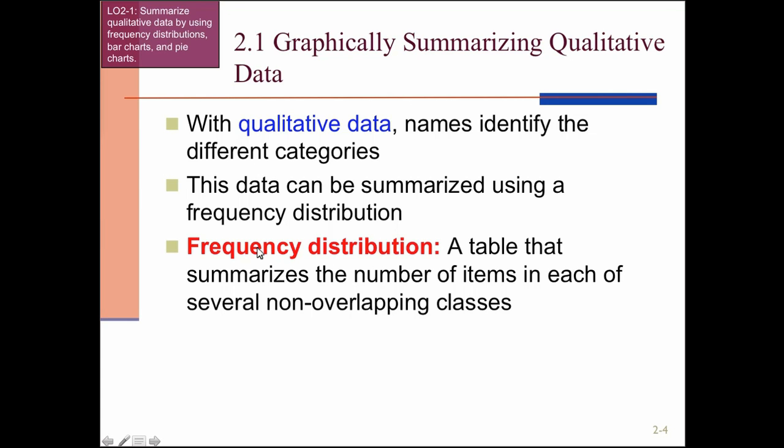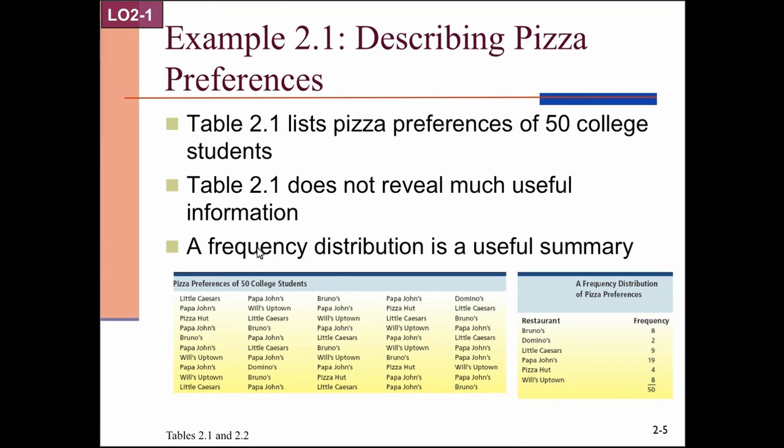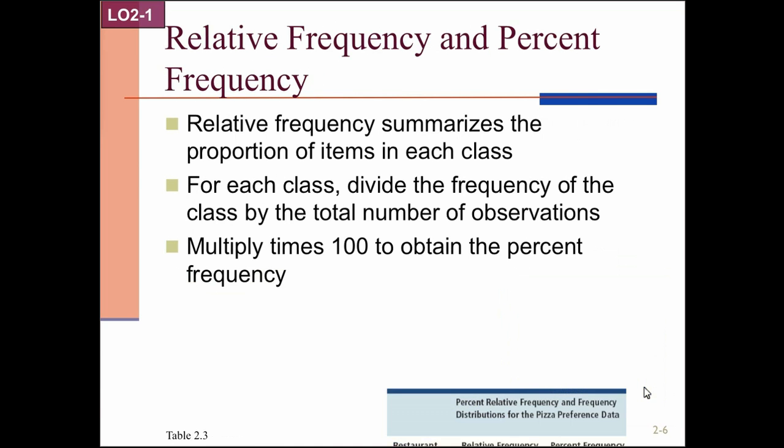Frequency distribution is really easy. You create a table in which you summarize a number of items in each of several non-overlapping classes. So let us go back to our table. This is our table, and now we're going to present it as a frequency distribution. How many times was Bruno's pizza mentioned? You count them, you add the frequency of it, and you sum them up, and you should come up with the total number of items represented in the table.